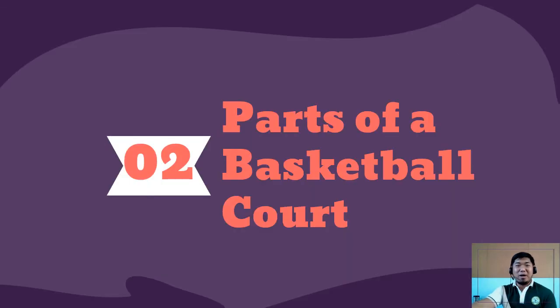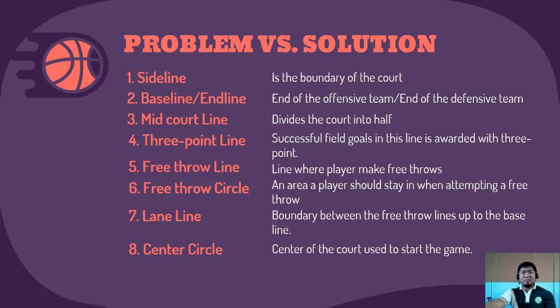The last part of our discussion is about the parts of a basketball court. Players should be familiar with the parts of the court to play properly. These are the parts of a basketball court. Number one is the boundary of the court. Number two, baseline or end line, the end of the offensive team and the end of the defensive team. Number three, mid-court line, which divides the court into half.